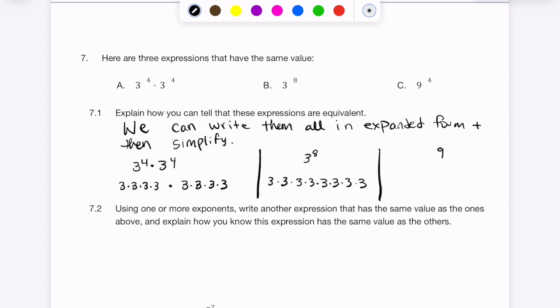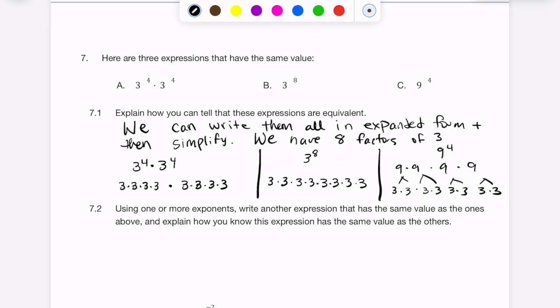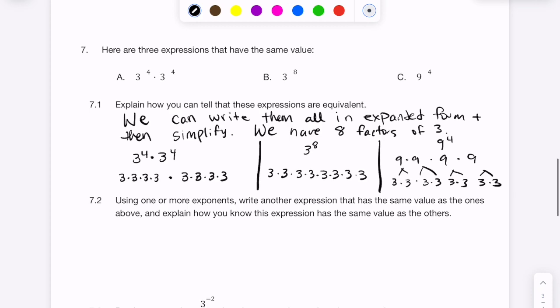And then the last one is the trickier one, 9 to the 4th power. So this means 9 times 9 times 9 times 9. But then what we can do is we can realize that how do we get 9? We get 9 by doing 3 times 3. So all of those 4 9s can really be split up into 3 times 3. So for all of them, we have 8 factors of 3. Okay, something like that just shows the work or explains it.